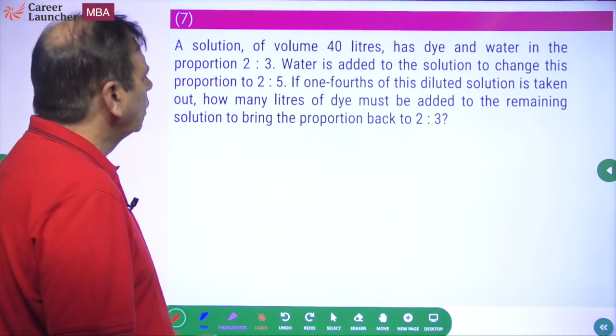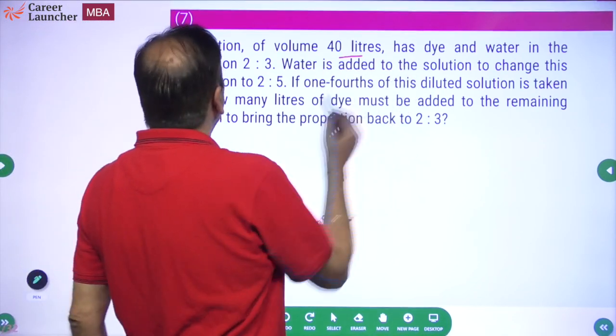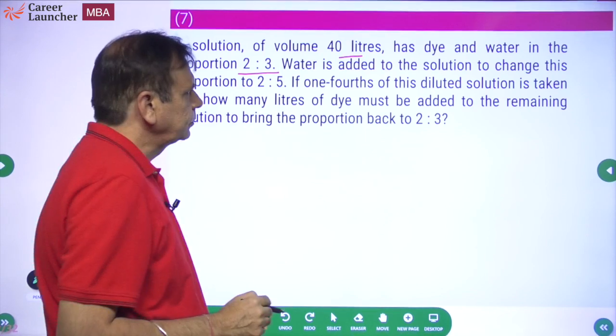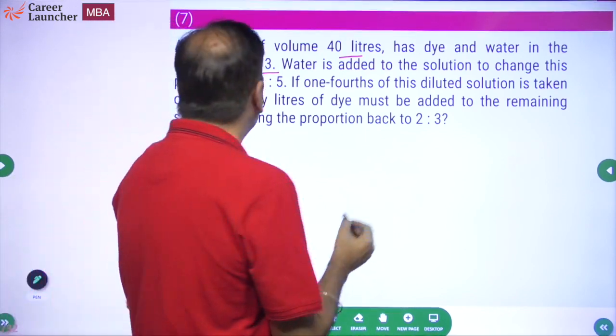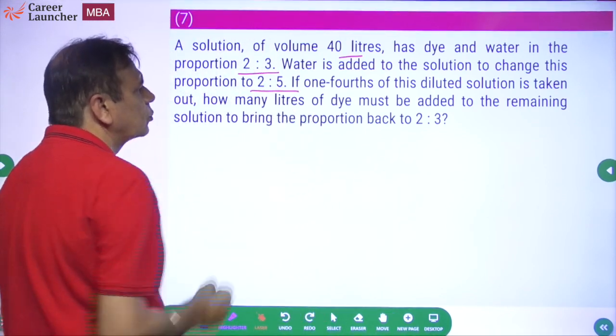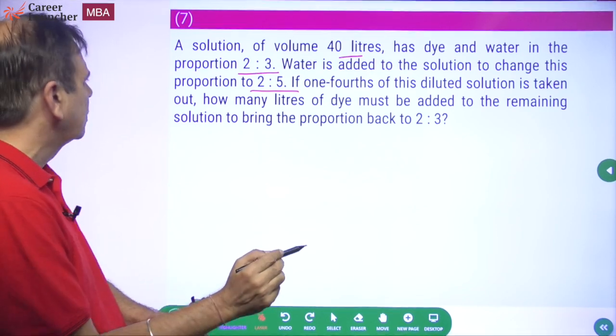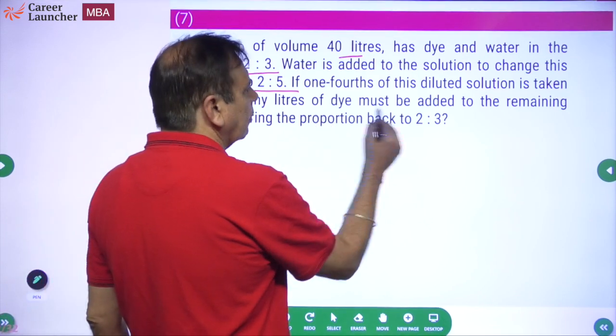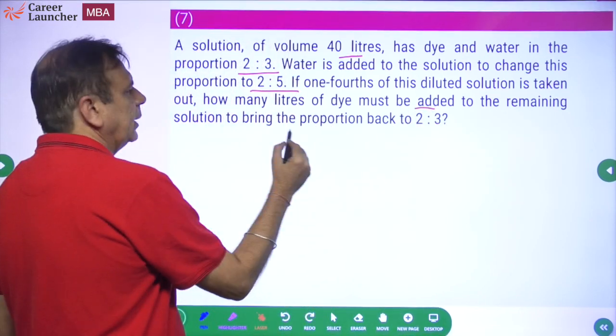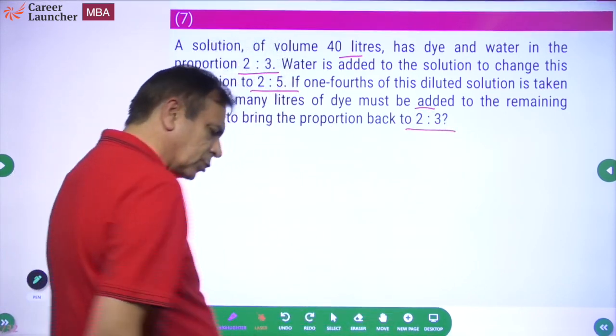A solution of volume 40 liters has dye and water in the proportion of 2:3. Water is added to the solution to change its proportion to 2:5. If 1/4 of this diluted solution is taken out, how many liters of dye must be added to the remaining solution to bring the proportion back to 2:3?